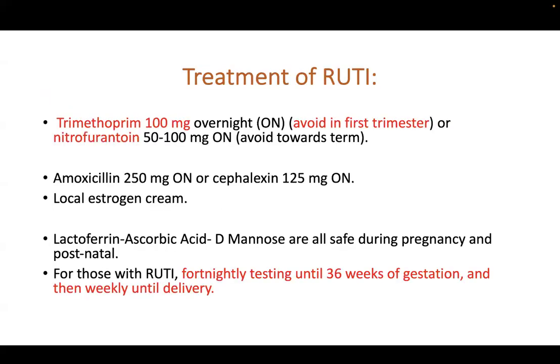What is the treatment? Trimethoprim 100 milligram once daily, which should be avoided in the first trimester, and nitrofurantoin, which should be avoided in the third trimester. This knowledge is very much important. So in the first trimester, we will avoid trimethoprim, and in the third trimester, we will avoid nitrofurantoin, and we can give amoxicillin and cephalexin, and local estrogen cream can be given.